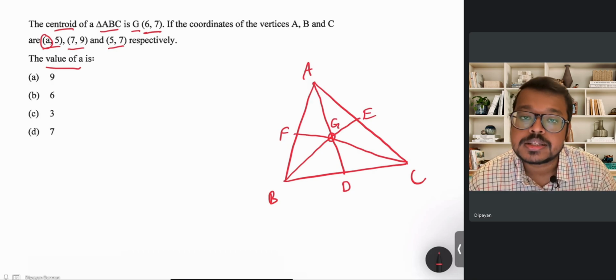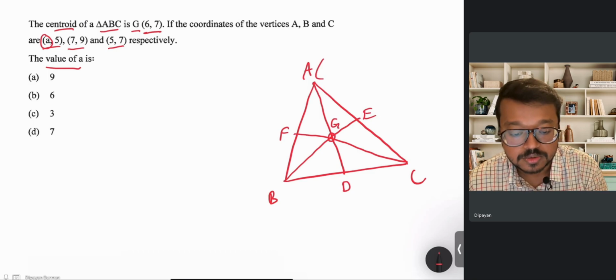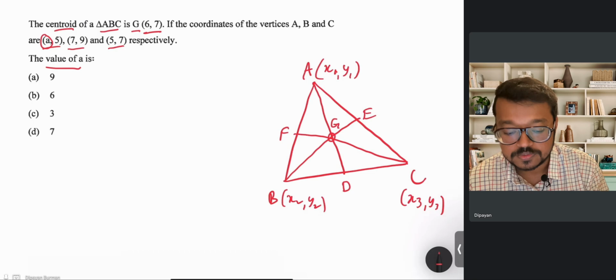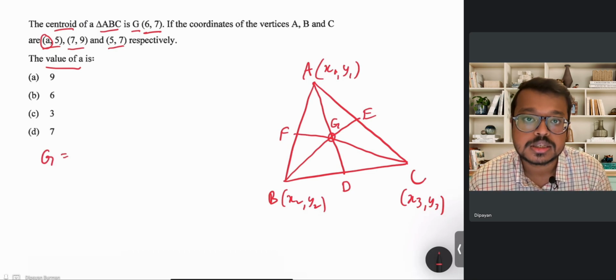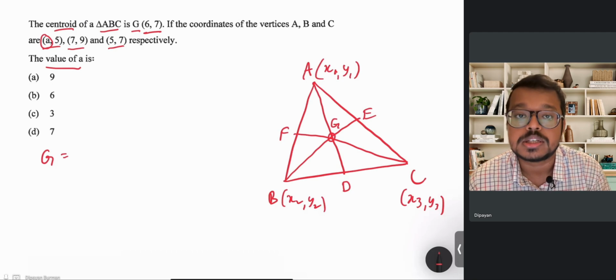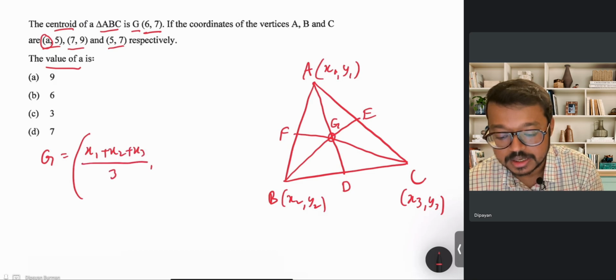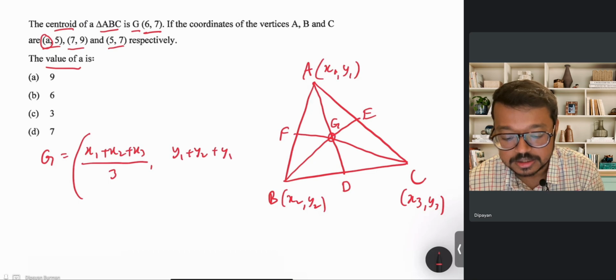Now there is a direct formula for the centroid of a triangle. If the vertices are (x1, y1), (x2, y2) and (x3, y3), then the coordinates of the centroid G will be the average of the x coordinates and the average of the y coordinates of the vertices. So the average of the x coordinates will be (x1 plus x2 plus x3) divided by 3, and the average of the y coordinates will be (y1 plus y2 plus y3) divided by 3.